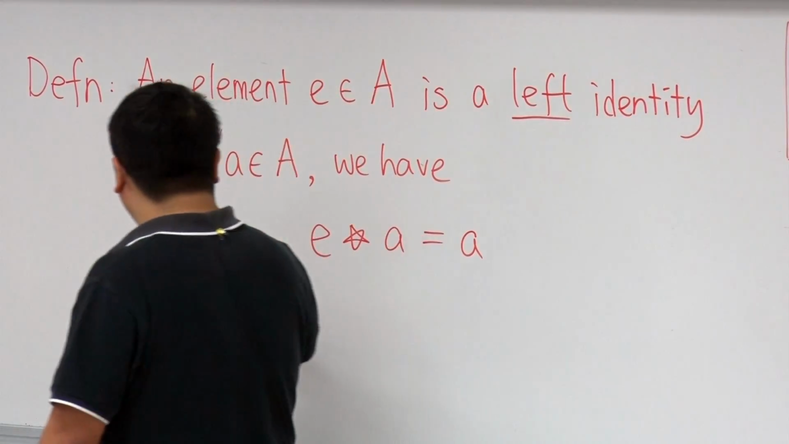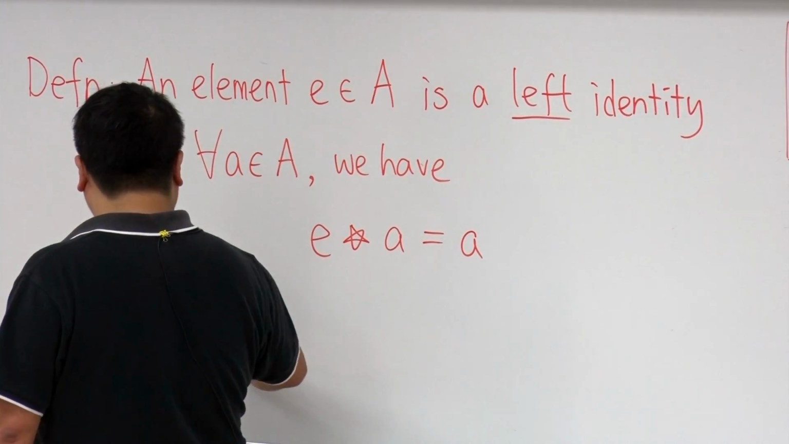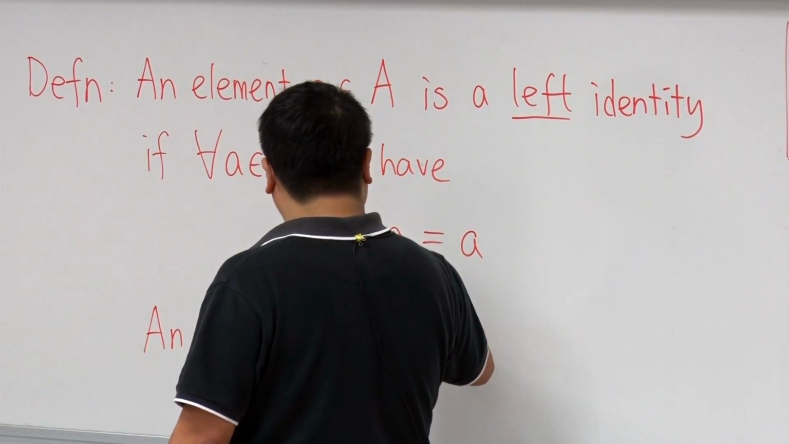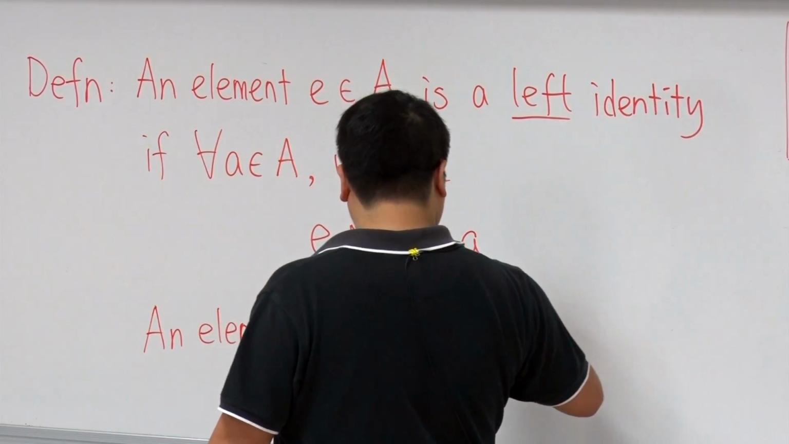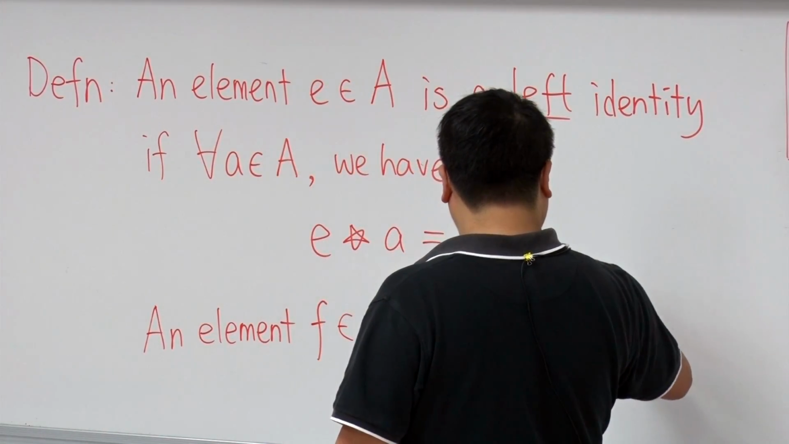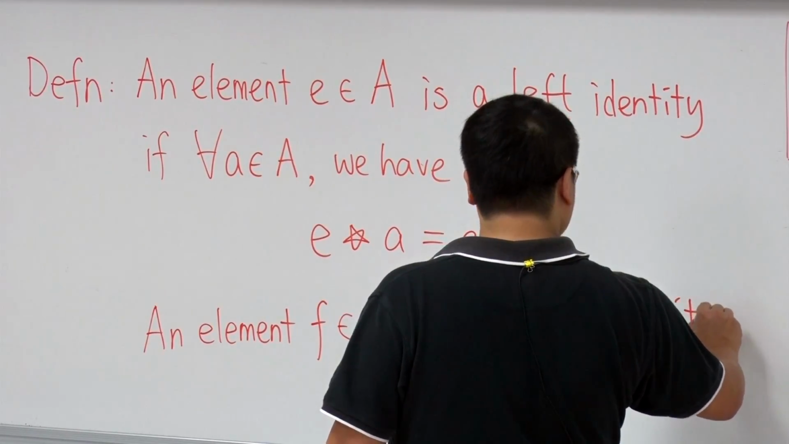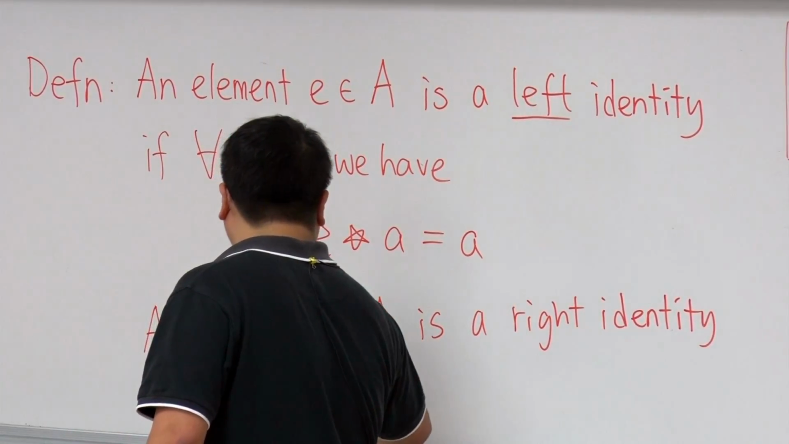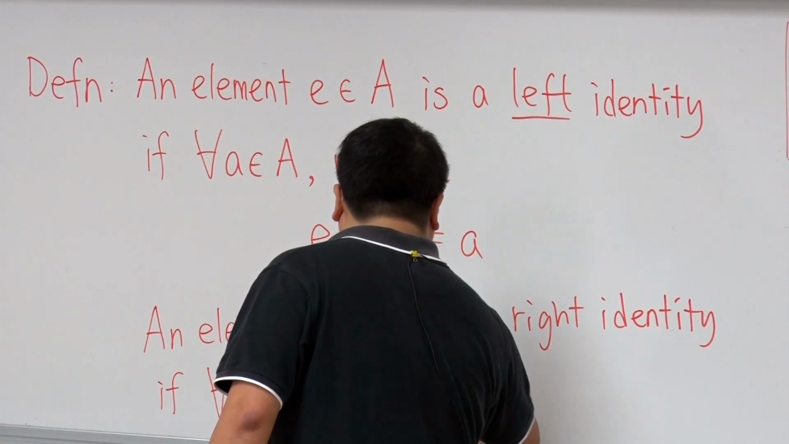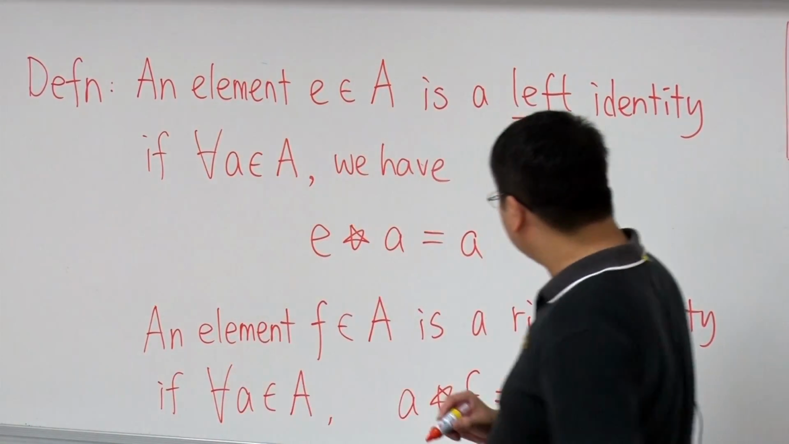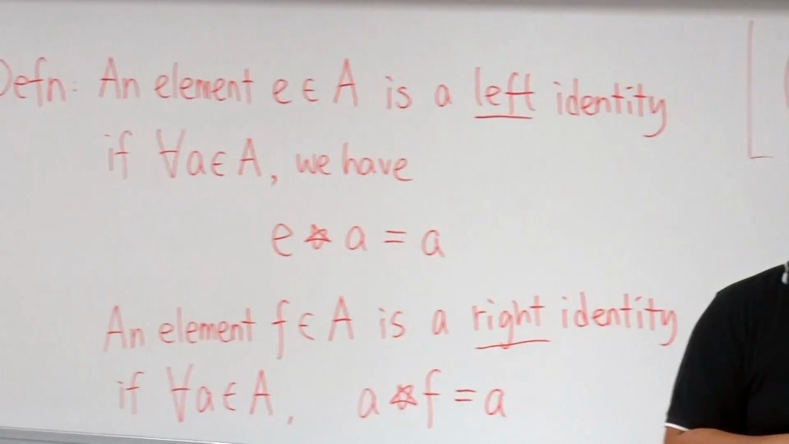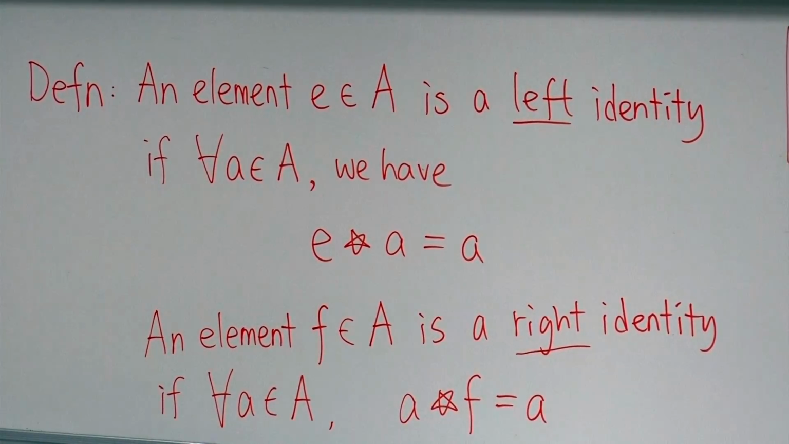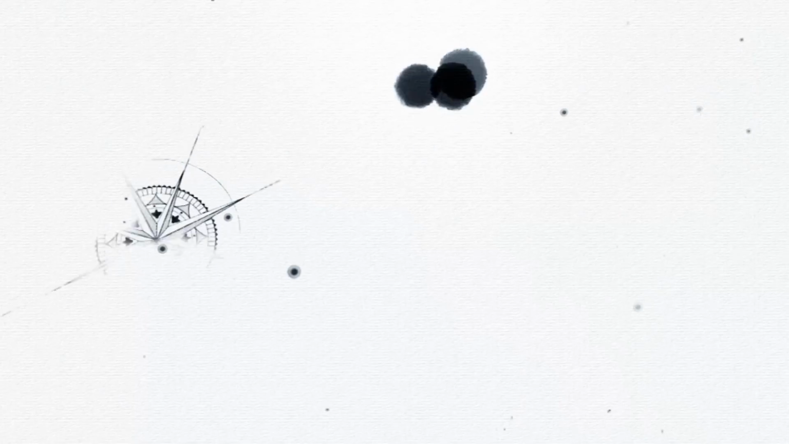We can also talk about a right identity. An element F in A is a right identity if for every A in A we have A star F equal to A. So this is called a right identity. But it is not an identity yet. We have left identity, right identity.